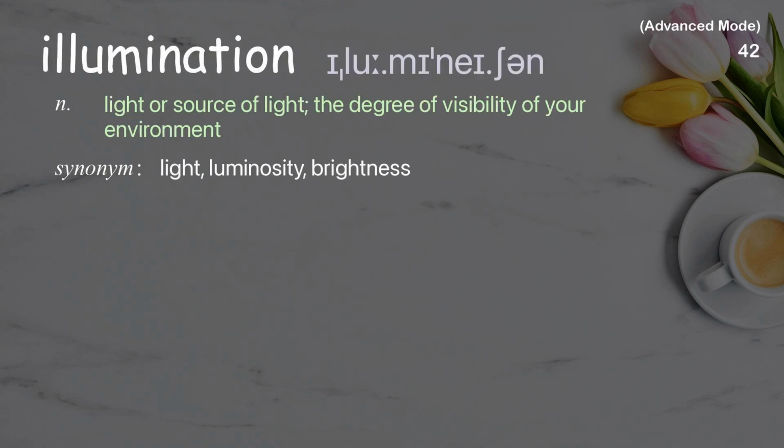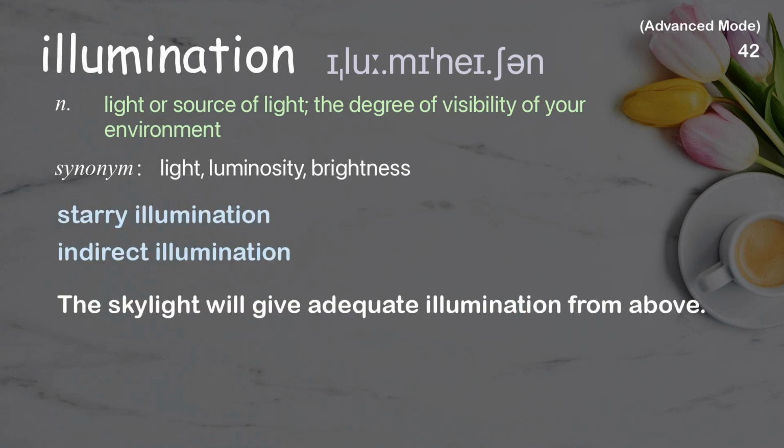Illumination. Light or source of light, the degree of visibility of your environment. Examples: starry illumination, indirect illumination. The skylight will give adequate illumination from above.